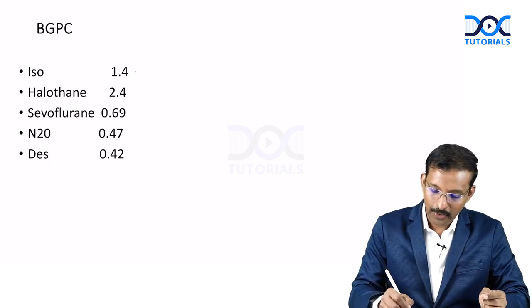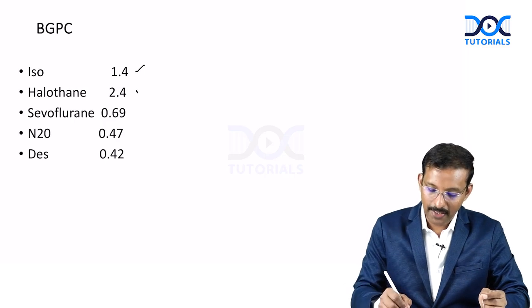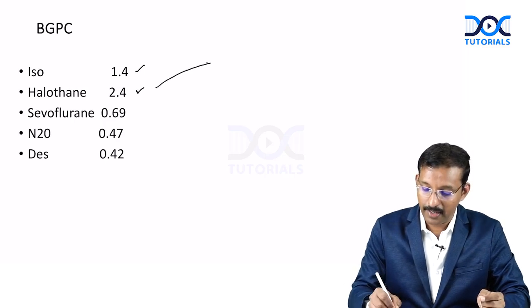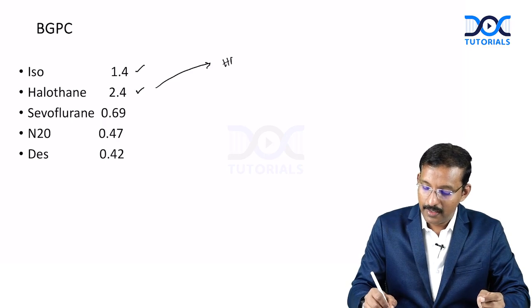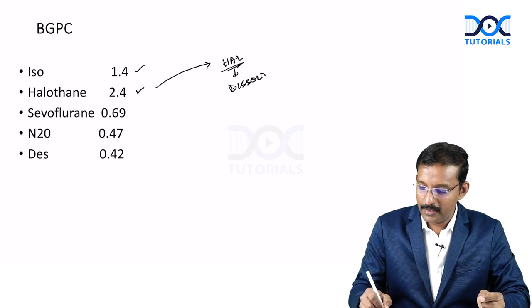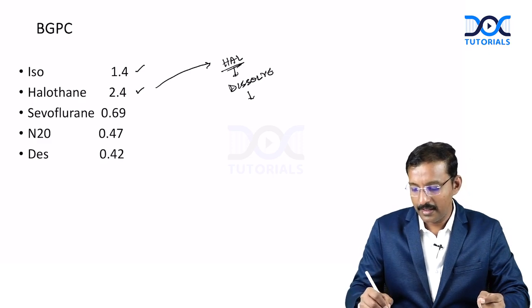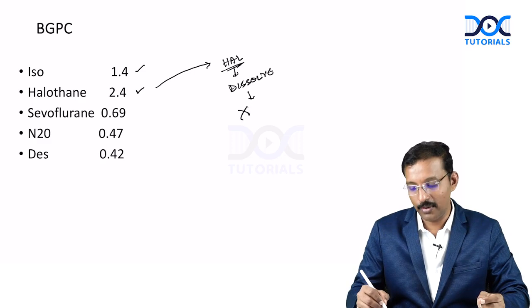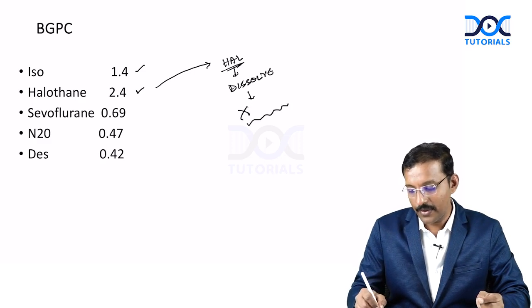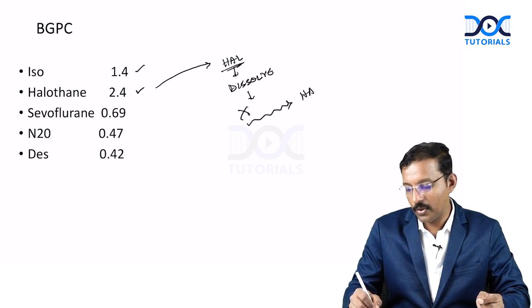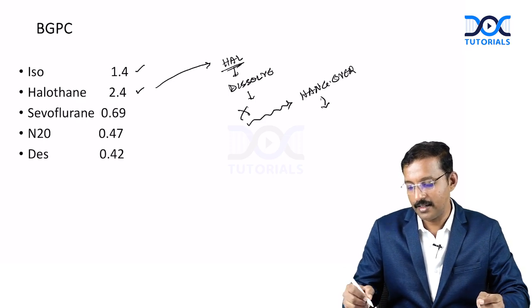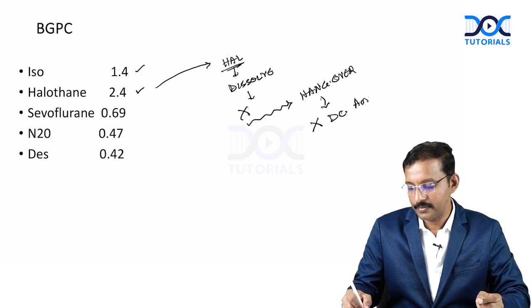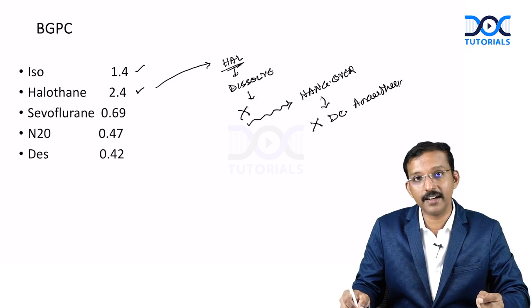See, we know isoflurane it is 1.4, halothane it is 2.4. Remember, it is very high. So, that means halothane dissolves in blood to a significant extent, so that even after you stop administering halothane, it will still give you the effects, or the hangover effects are there. Isn't it? We have studied this. That is why it is not to be used in daycare anesthesia, isn't it?